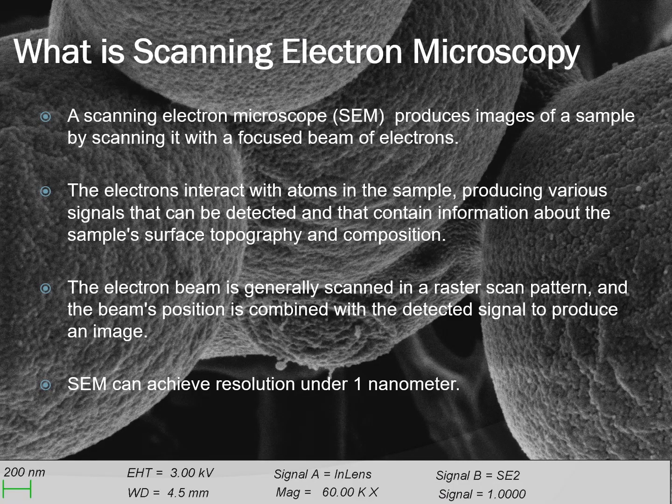What is a scanning electron microscope? A scanning electron microscope produces images of a sample by scanning it with a focused beam of electrons. The electrons interact with atoms in the sample, producing various signals that can be detected and that contain information about the sample's surface topography and composition. The electron beam is generally scanned in a raster scan pattern, and the beam's position is combined with the detected signal to produce an image. SEM can achieve resolution under 1 nanometer.